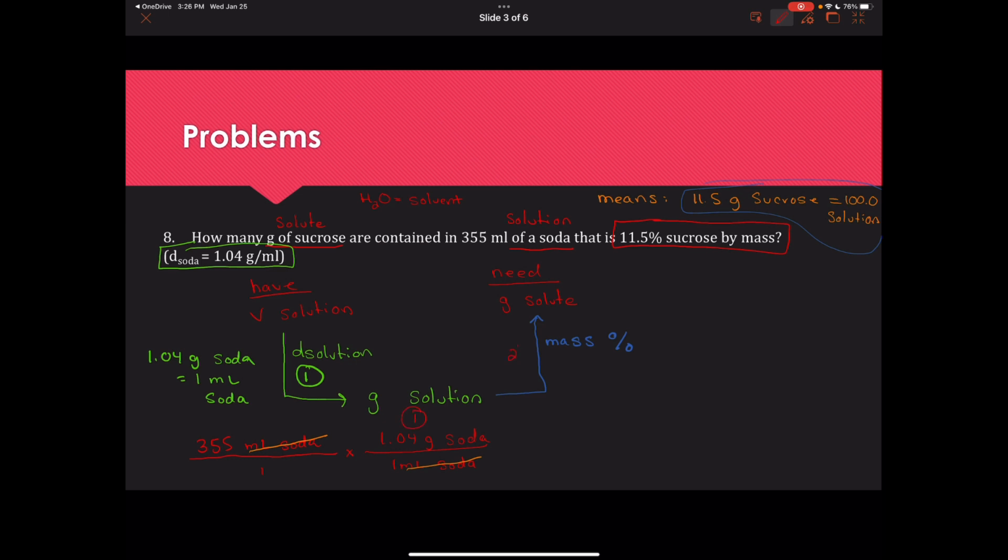Our next step, we're converting grams of solution to grams of solute using the mass percent. When we go to set up our next conversion, this time we need to cancel the solution mass, or the soda mass, which is going to be 100 grams. So my 100 grams of soda goes on the bottom. My 11.5 grams of sucrose goes on the top.